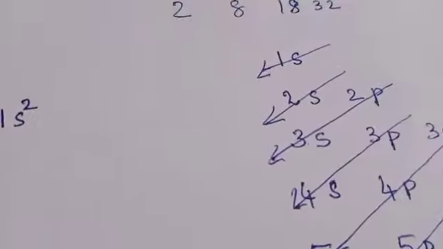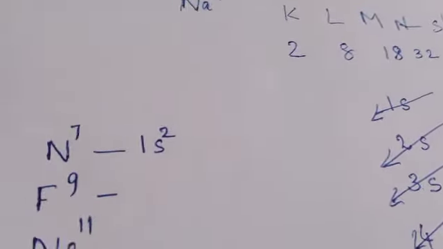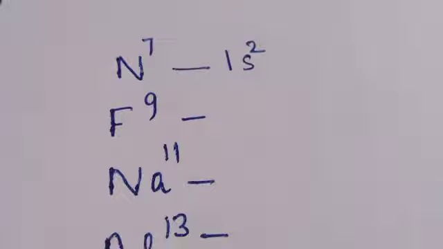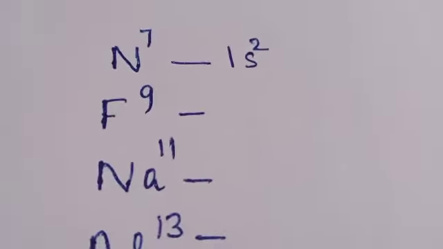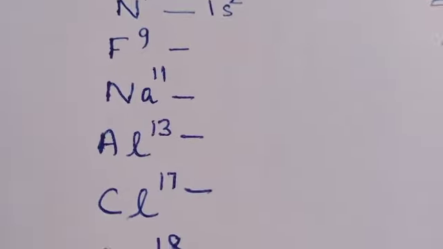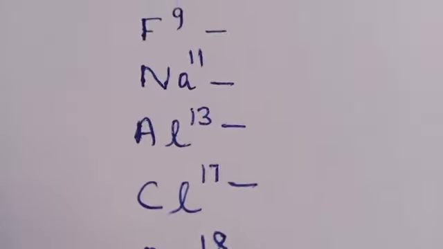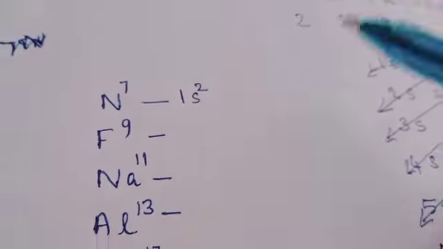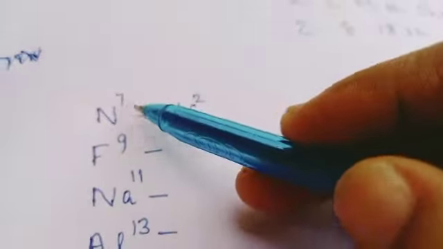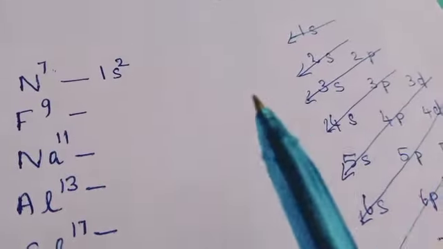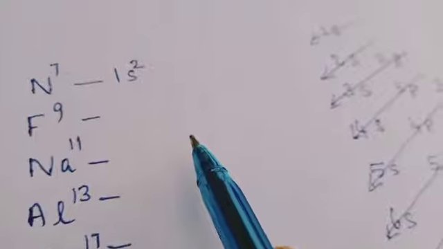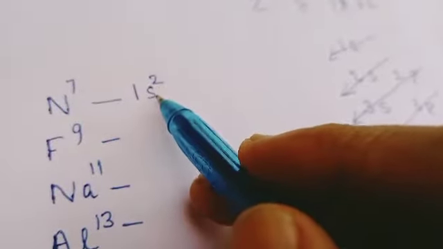We will discuss the electronic configuration of nitrogen, fluorine, sodium, aluminum, chlorine and argon. The atomic number is on the top right side. According to this pattern we have to write the electronic configuration. The first one is 7, the atomic number.